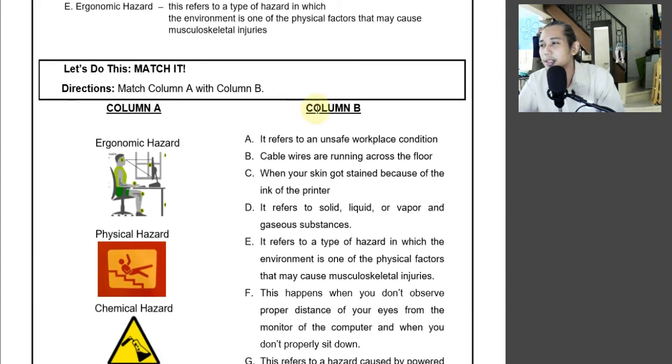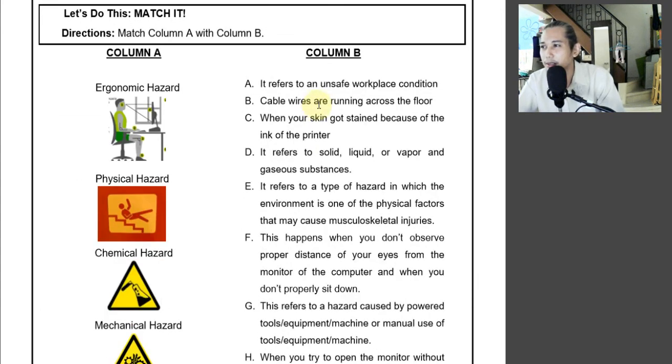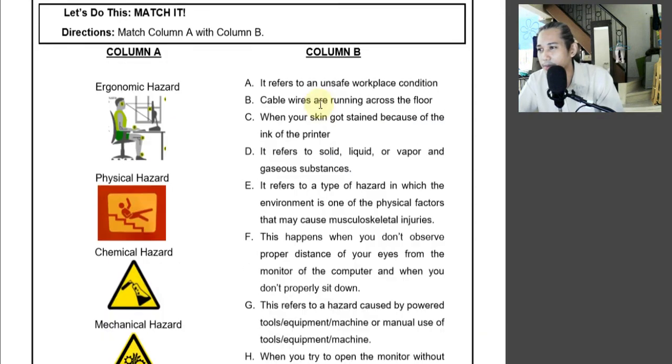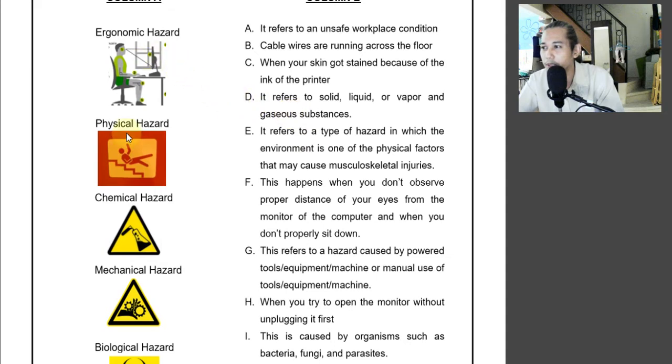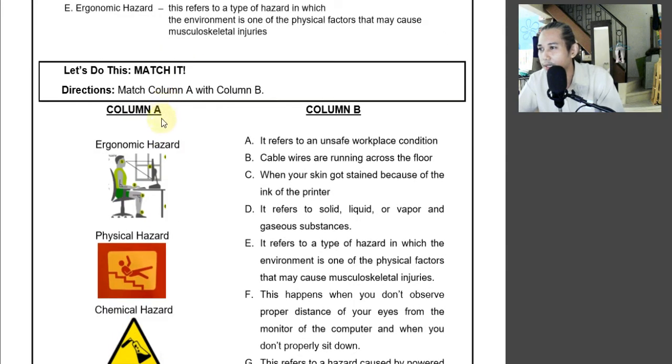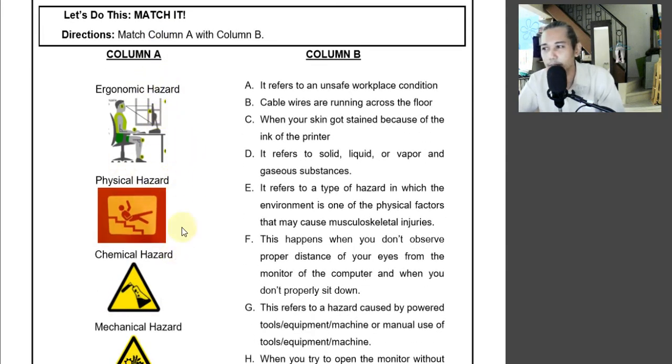So, this time, okay, meron tayong post-test, no? Meron tayong column A, column B. So, we will choose from here, ito yung mga meaning and some example of workplace hazard. So, you're going to identify which one, from column A, kung anong type of hazard it was talking here.